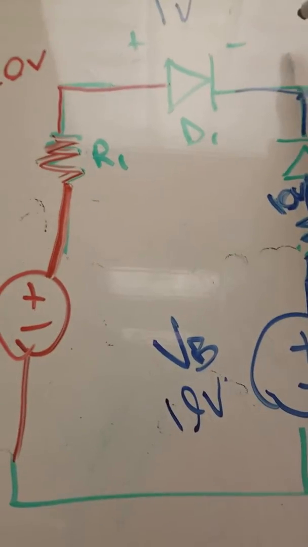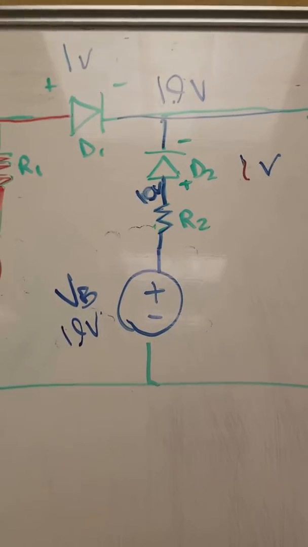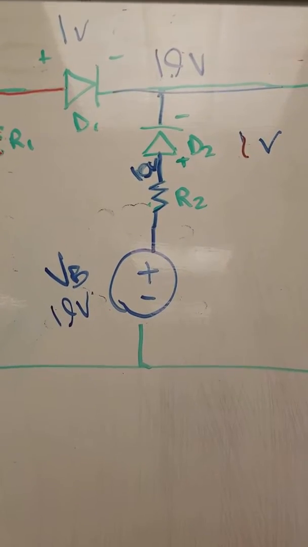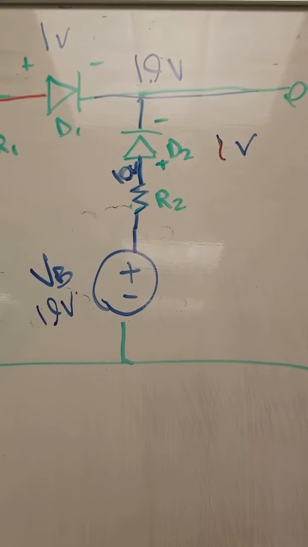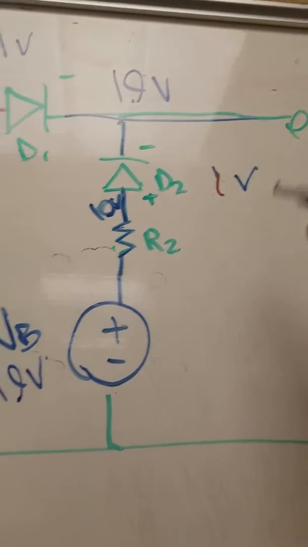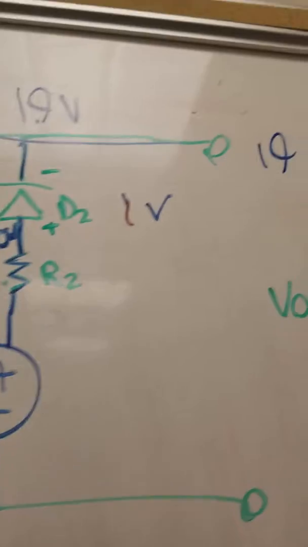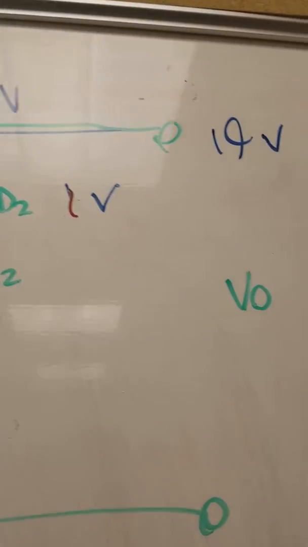So you have this at 19 volts. And once again you have 19 volts and 19 volts. And 19 minus 19 is 0, which is not enough for this diode to activate, meaning that once again you would just have 19 volts as V out.